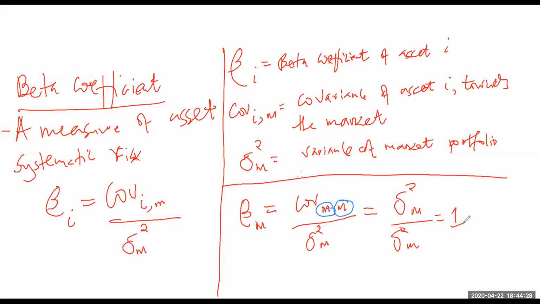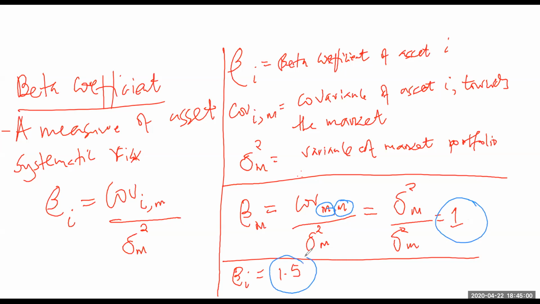The beta coefficient of the market portfolio is always going to be equal to 1. Which means, therefore, if we have an asset that has a beta coefficient, for example, the beta of I is, let's say, 1.5. Now, what does that mean? This particular stock has higher systematic risk than the market, because the market is 1, but this one is 1.5. It means simply that this particular stock has higher risk than the entire market.